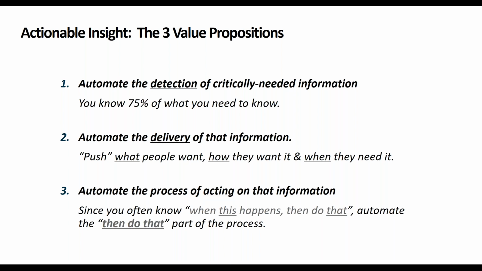So if you look at the value proposition: automate the detection of critically needed information. So what do I need? Let's have it sent to the person. Deliver that information. Who gets it, and at what time do they get it? And automate the process of acting on that information. So think of it as just sitting there in the background on the server and saying, hey, you need to be aware of this. Hey, you need to be aware of this. Or this is an event that's going to happen that's going to affect your business.